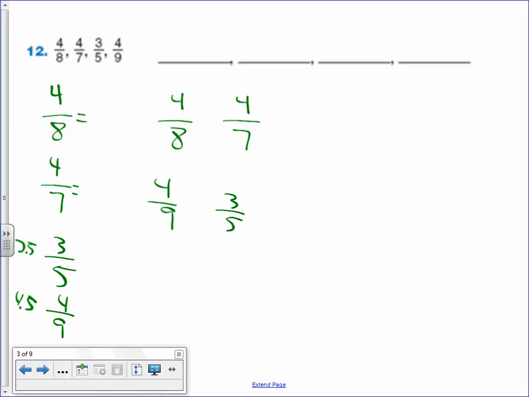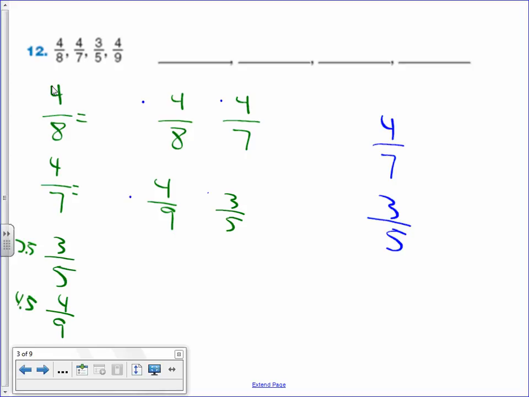So after figuring this out, I want to see which one's bigger, 4/7 or 3/5. I want to know which one's the biggest. So I'm going to take 4/7 off to the side here. Take 3/5 off to the side. Because I know these two fractions right here are bigger than these two fractions.